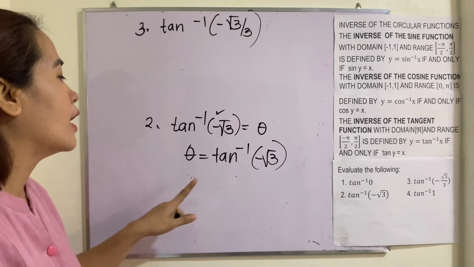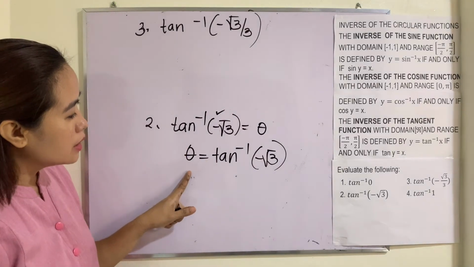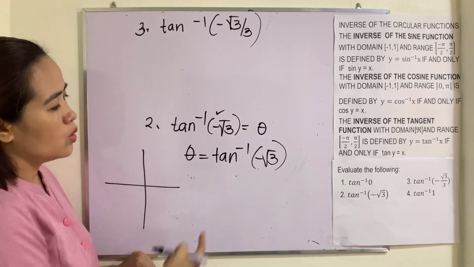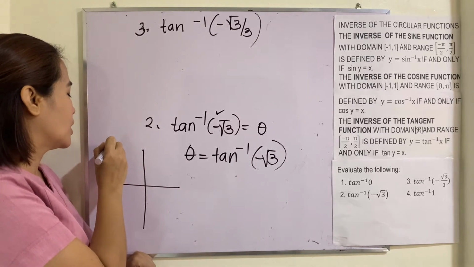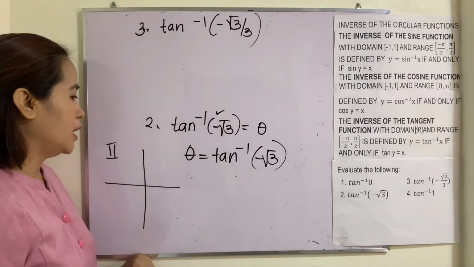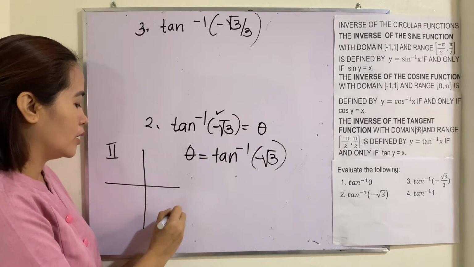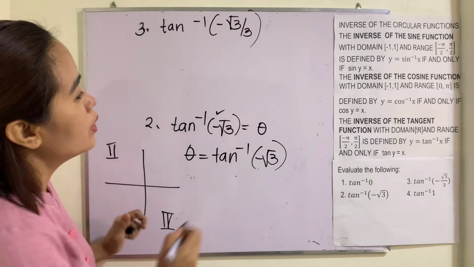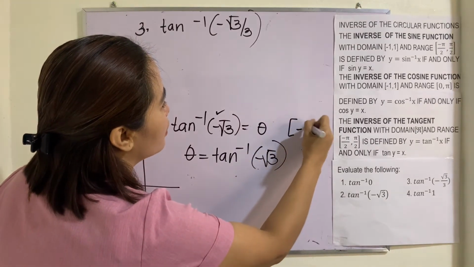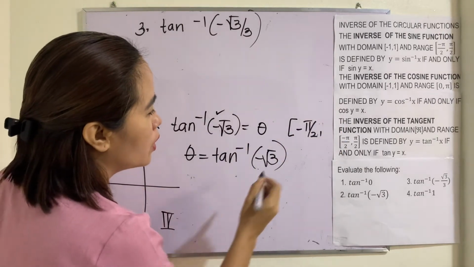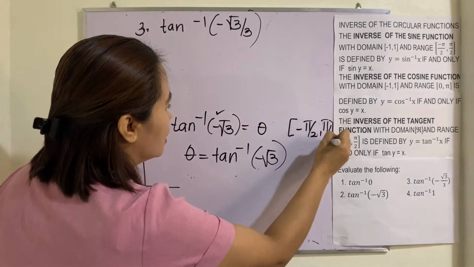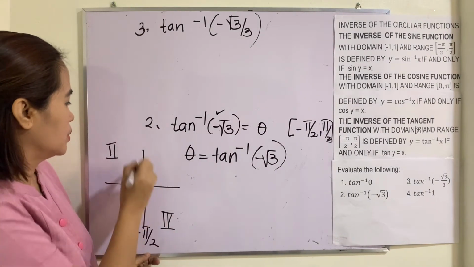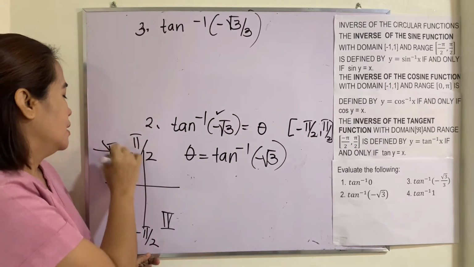We have to look for the value of the angle in which tangent is negative square root of 3. Since this one is negative, I can conclude that it can be in quadrant 2 or in quadrant 4, because the tangent function here is negative. Now, our range is from negative pi over 2 up to pi over 2 only. So if we try to identify it, this one is negative pi over 2 and this one is pi over 2, meaning this is not possible.